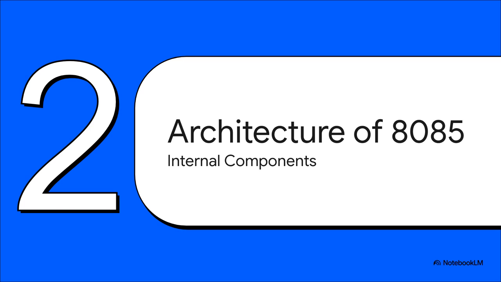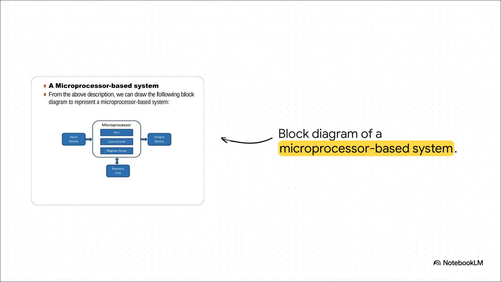Now that we've nailed down the definition, let's move on to part 2, architecture of the 8085. When you map out a high-level layout of a microprocessor-based system with the microprocessor sitting right in the center, you can easily spot its 3 core internal organs. First up, there's the arithmetic logic unit, or the ALU. This is basically the calculator. It's where all the heavy lifting, the actual data processing and math goes down. Next is the control unit. You can think of this guy as the traffic cop, coordinating the timing and the flow of data across the whole system. And finally, we have the register array, which acts as the CPU's internal, super-fast storage, holding on to the numbers that are actively being worked on right in the moment.